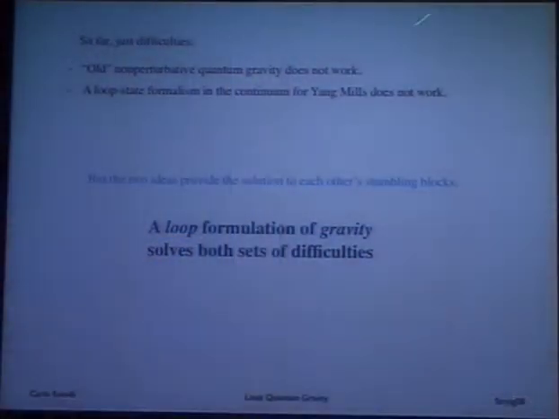However, and here comes the good point. So far I've given you difficulties, in a sense. The old quantum gravity, perturbative quantum gravity, does not work. The idea of describing quantum Yang-Mills fields in the continuum in terms of loops or spin networks does not work. Now if you do the two together, each one cures the difficulties of the other one. And a loop formulation of gravity, or of a Yang-Mills theory coupled to gravity, works in the sense that I will say in a moment. It solves both sets of difficulties.